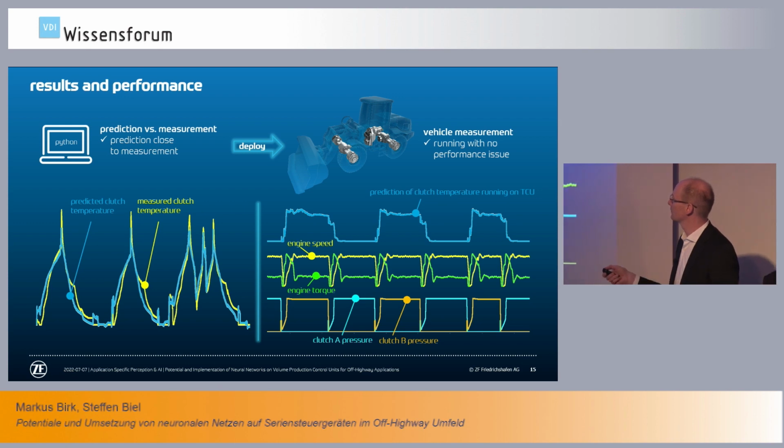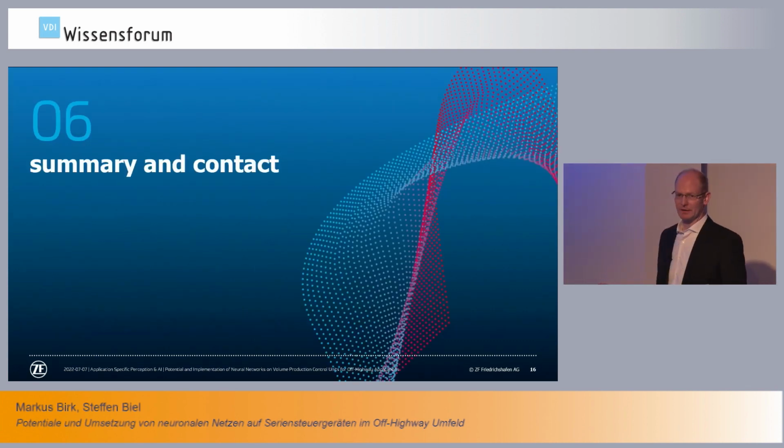And over here you've got an excerpt from a vehicle measurement, and then here in the blue curve we've got the output generated by our neural network for the clutch temperature, yellow and green, engine speed and engine torque, and down here in blue and in orange the clutch pressure of the clutches being engaged and disengaged. And this is not about a qualitative assessment. We just wanted to show you that at any time of the execution of the transmission function, we are able to output a clutch temperature in real time as the basis for further functions to be executed.